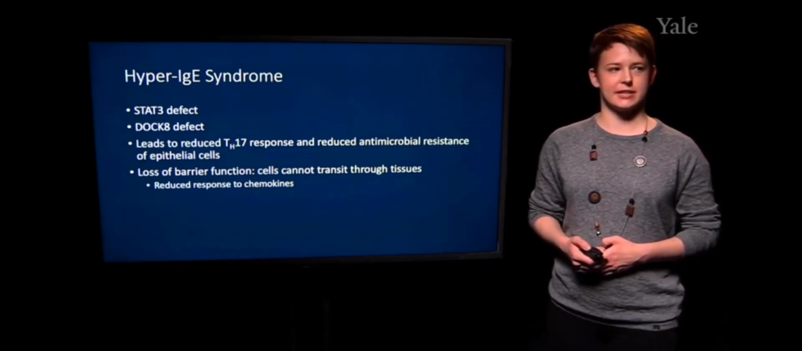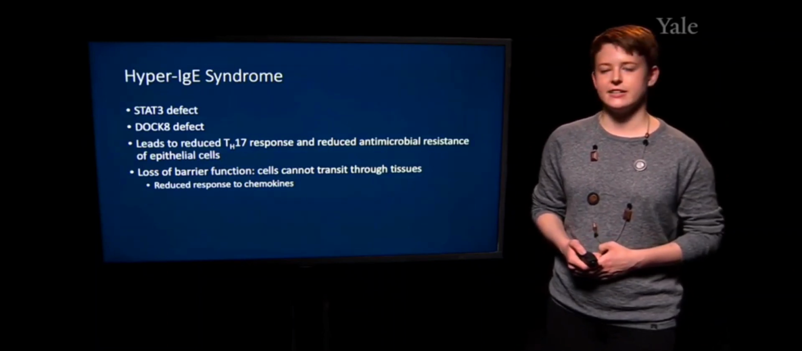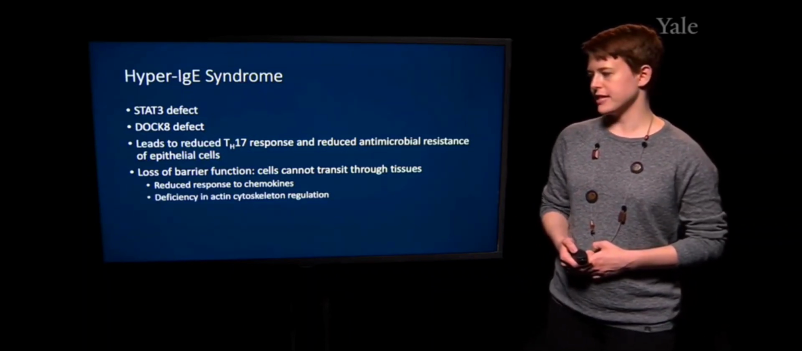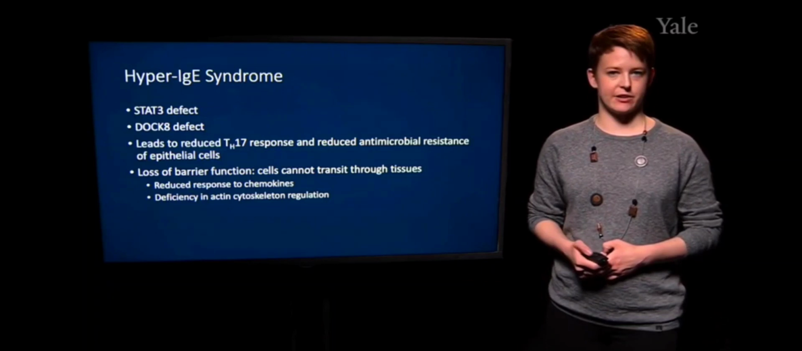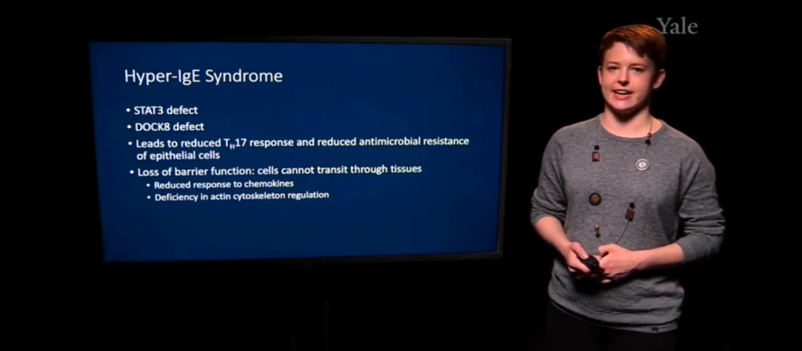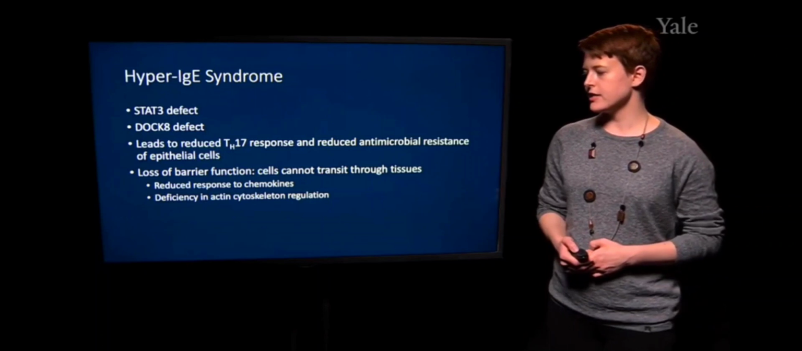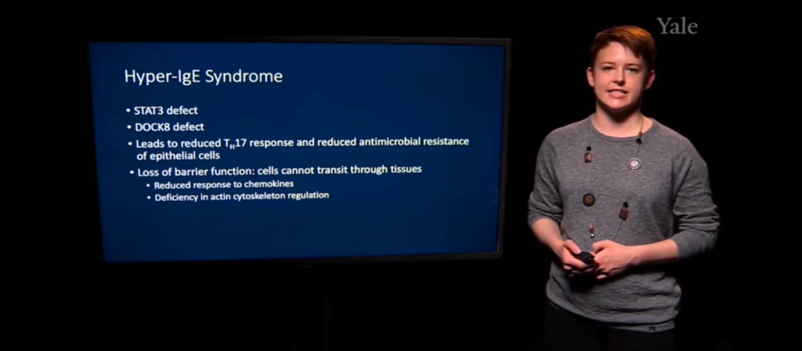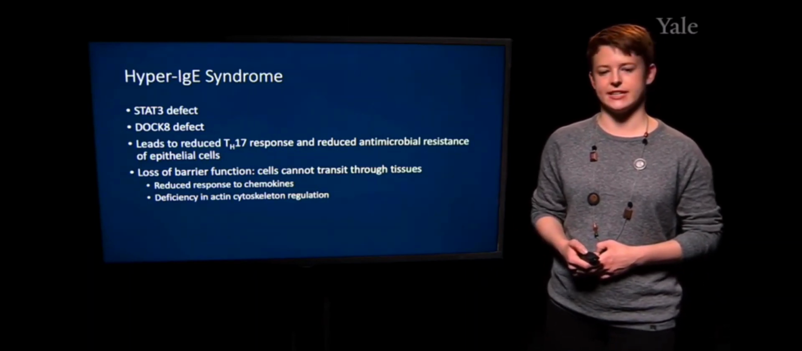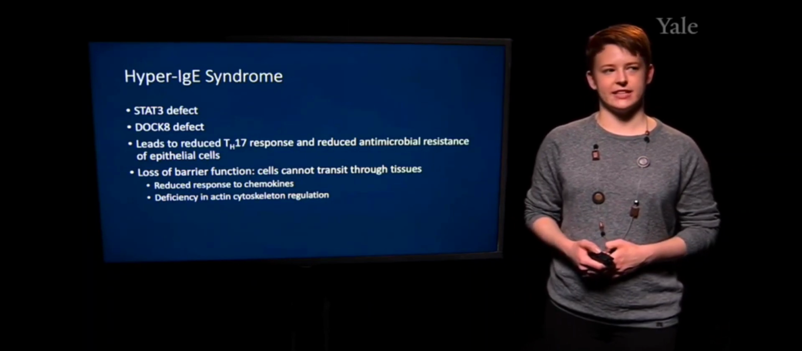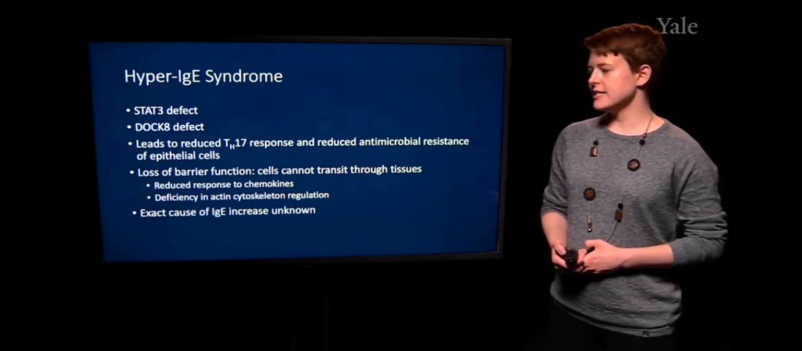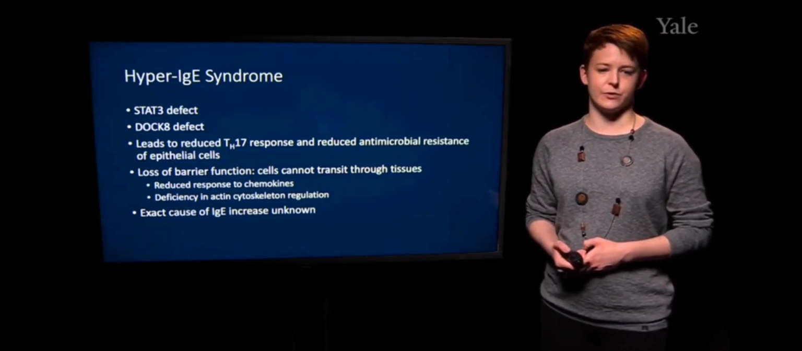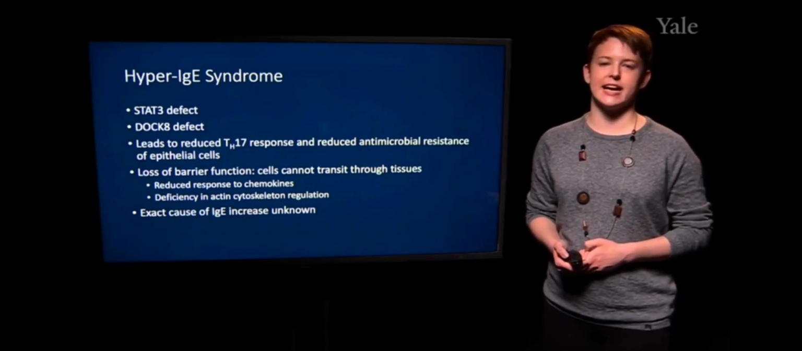As you guys talked about in earlier lectures, chemokines can lead to epithelial cells producing more antimicrobial peptides. So if they cannot respond to those cytokines, this will not happen. There's also a deficiency in actin cytoskeleton regulation caused by Doc8, and this prevents cells from being able to extravasate through the epithelial layer. Interestingly, the exact cause of the increase in IgE is unknown. We can explain a lot of these symptoms, but the high blood IgE we still don't understand.